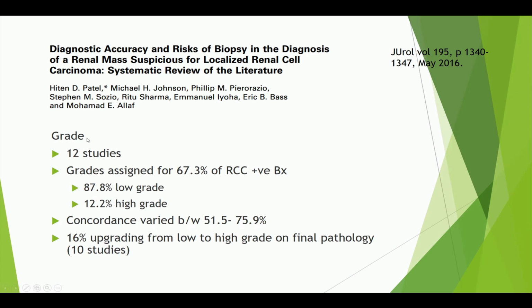Histologic RCC subtype concordance was again generally high at more than 90%. However, with respect to grading, 12 studies provided data in which nearly 2/3 of biopsy positive lesions were assigned a grade. The majority were low grade. However, the concordance between renal mass biopsy and surgical pathology varied between almost 50 to 75%. Interestingly, 10 studies reported upgrading from low grade to high grade on surgical pathology in a median of 16%.